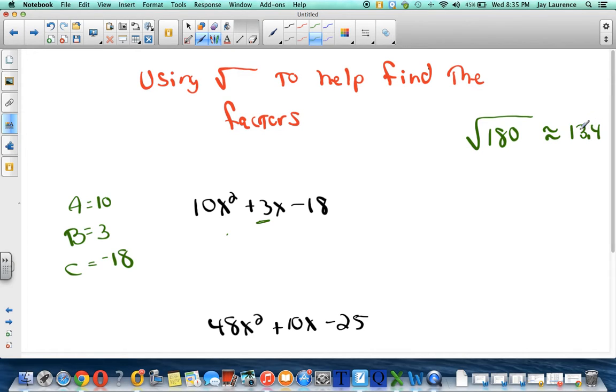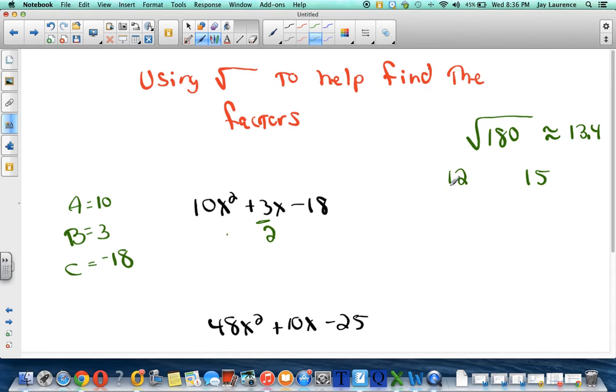Okay, now I need two numbers that are only 3 away from each other. Well, how about if I move about 1.5 away from 13 4/10? Well, 1.5 away on the low side would be about 12, wouldn't it? 1.5 on the high side would be 15, right? What's 12 times 15? 180. Yeah. Now, if you're wondering where I got the 1.5, I took half of 3. Half of 3 is 1.5.